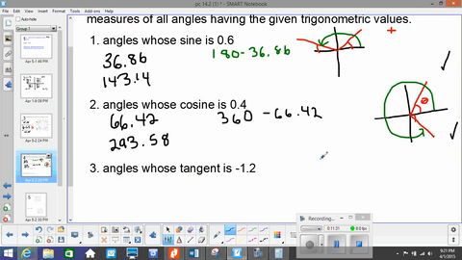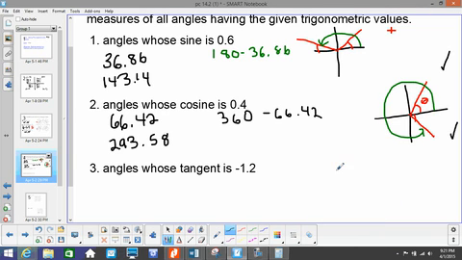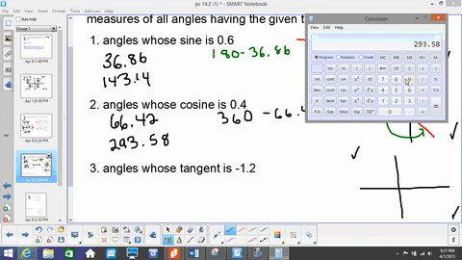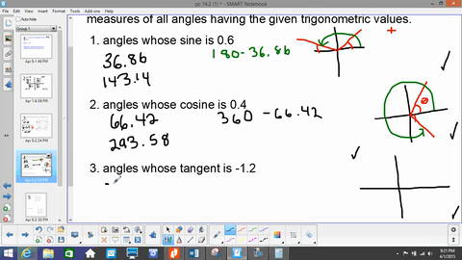All right, let's get the angles whose tangent is negative 1.2. Well, if it's negative, it's going to be in quadrant 2 and in quadrant 4. So let's use our calculator. Inverse tangent, and I get negative 50 point, I'm going to just round this one to 50.2, which would be right about there.